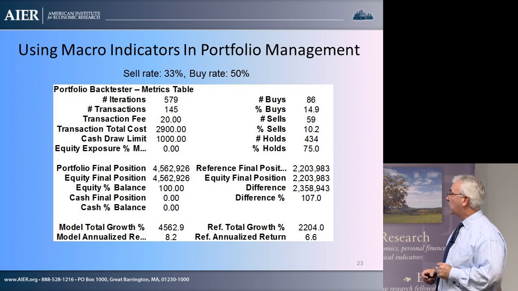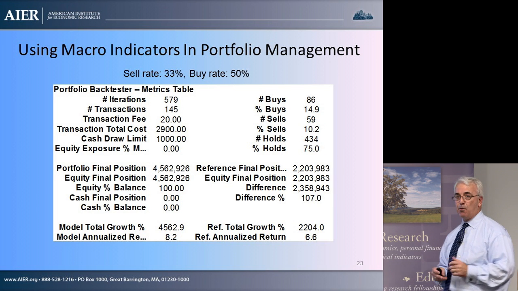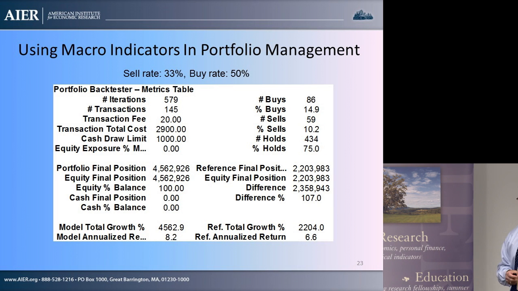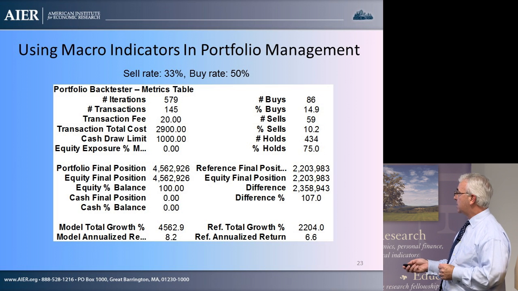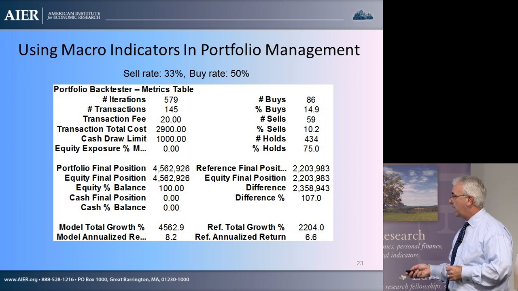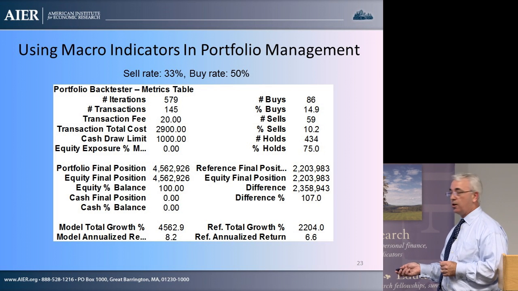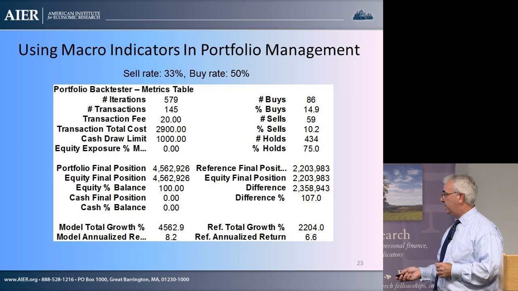All right, one more time. We'll go 33 and 50. So again, now we're really getting in and out even more quickly. Nice results, I think. Transaction fees are going down. You're still on hold about 75% of the time, and we're now outperforming by over 100% over this period. Annualized growth rate, 6.6 versus 8.2.